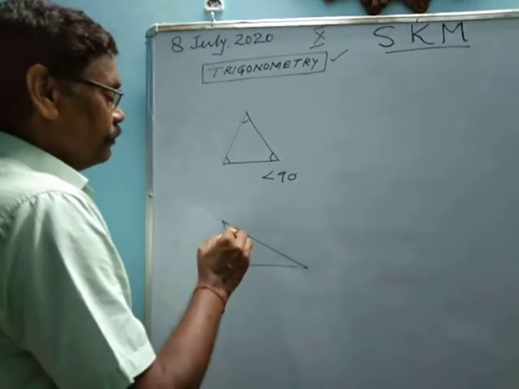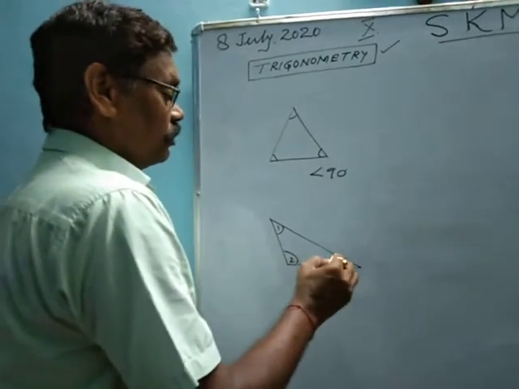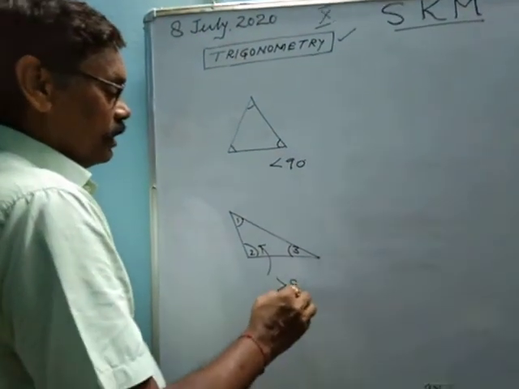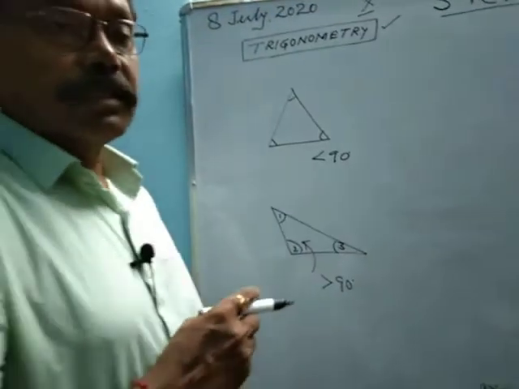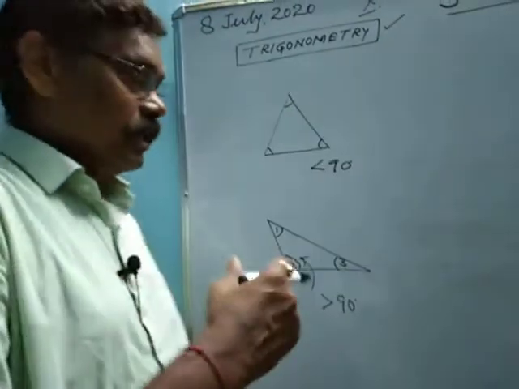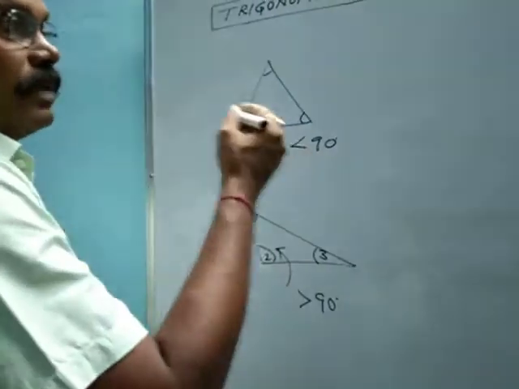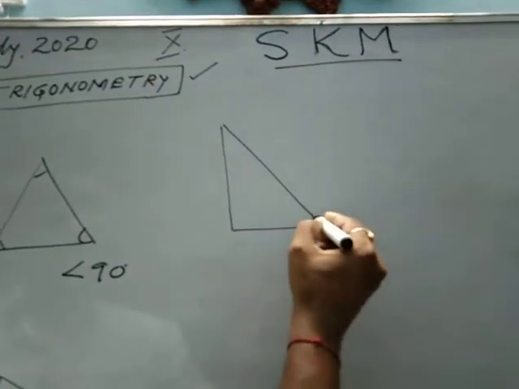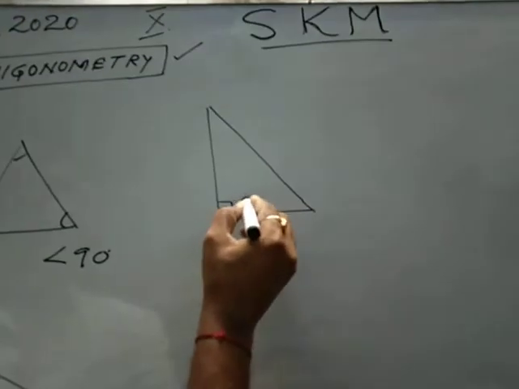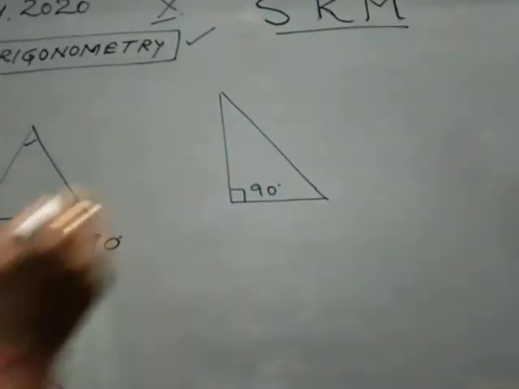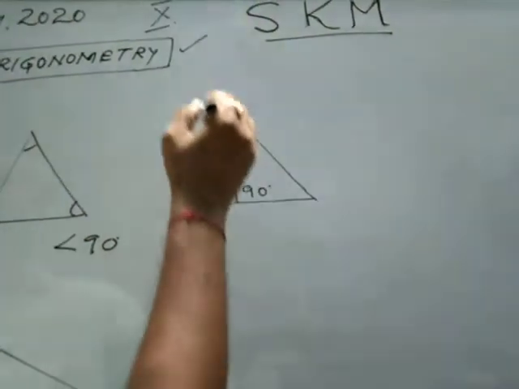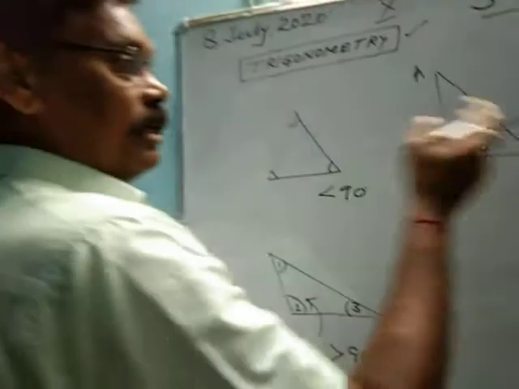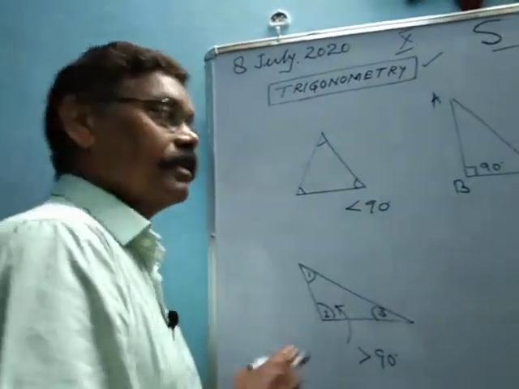out of three angles, we have angle 1, angle 2 and angle 3. Out of these three angles, one angle is greater than 90 degrees. But there is one more case in which one of the angles of a triangle is neither less than 90 nor greater than 90. It's exactly 90 degrees. Such triangles are called right angled triangles. If I have to label, this is triangle ABC, right angled at B.